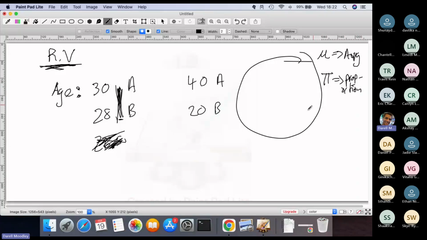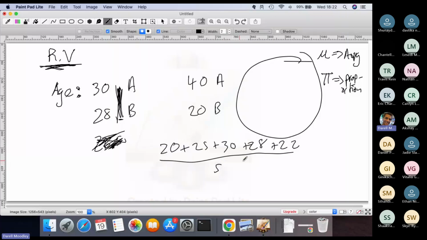Let me give you an example of the difference. If I was taking the average age, let's say I had 5 people and the ages were 20, 25, 30, 28, and 22. If I wanted the average, there's 5 of them, I would add them up and divide by how many there are. That would give me an average.